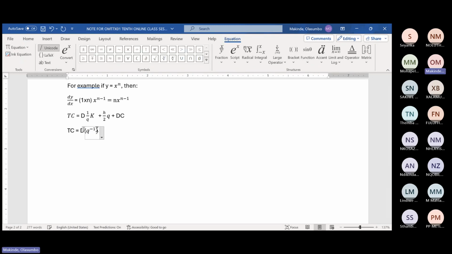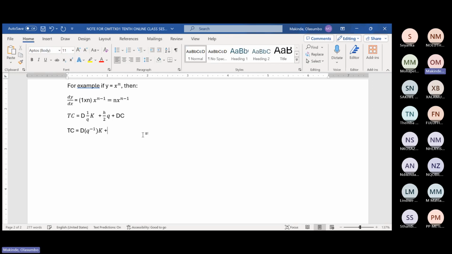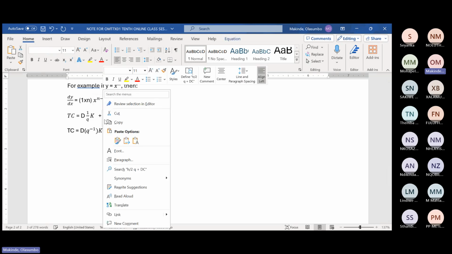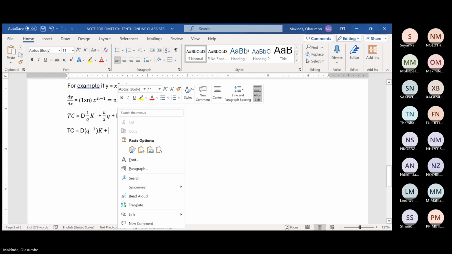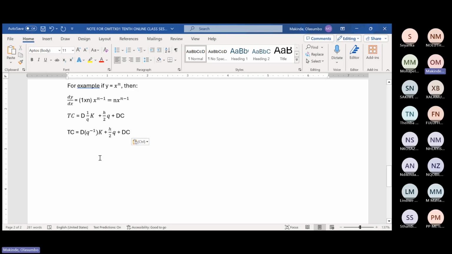That will be times K plus already H/2 times Q. Q is not a fraction, so that one I'm fine with. Then DC doesn't have Q, so I can repeat this back. Now I can start differentiating.